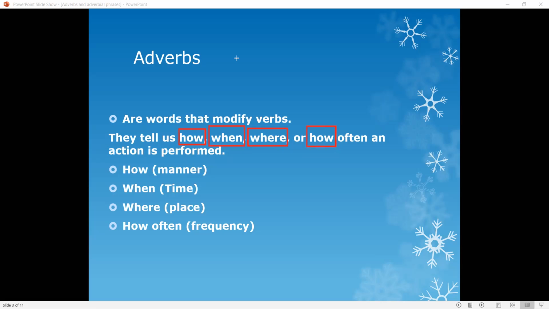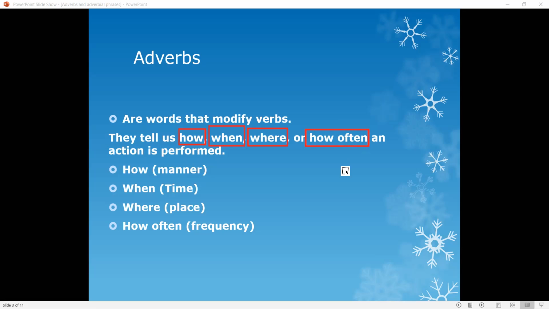All right, so again, one adverb can describe just one of these. Again, they are words that modify verbs. They tell us how, when, where, or how often an action is performed. What do you mean by how often? Like how frequently you do this thing.